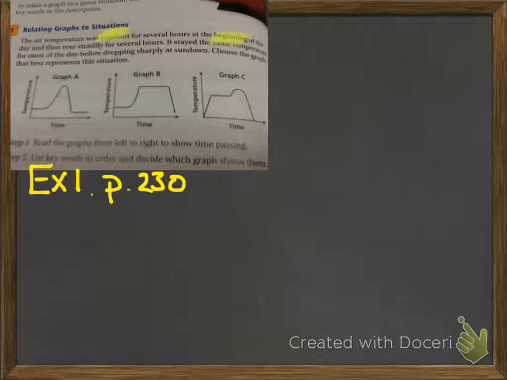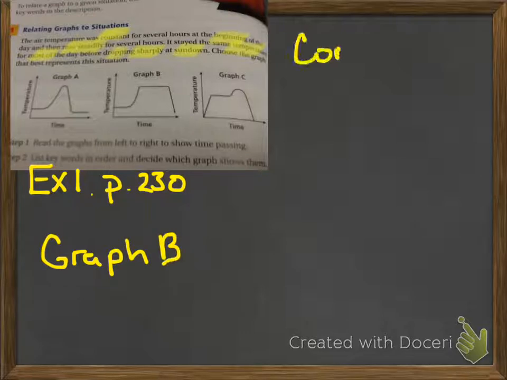So then I look at the next part, which says it rose for several hours, and then stayed the same temperature for most of the day. Okay, so A and B both rise, but A doesn't stay the same temperature for a while and then drop off sharply like B does. So I would say the answer there should be B. You should be able to say graph B was your answer.